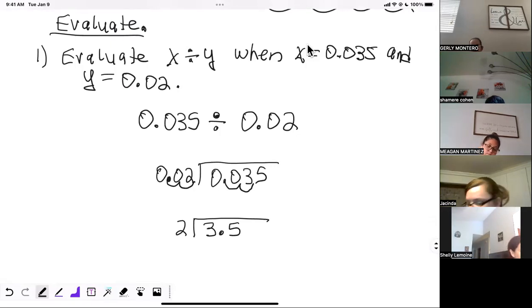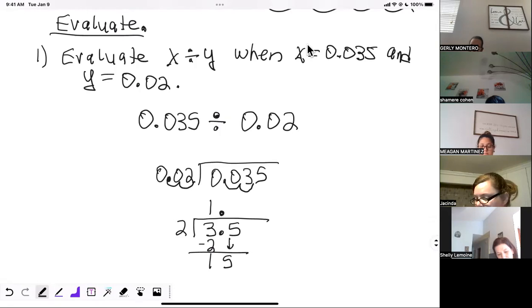Okay, 2 goes into 3 once. 2. I have a 1 left. I'm going to bring down the 5. My decimal place is going to go there. Because it doesn't say to round, it's probably going to end. So we're going to go till it ends.